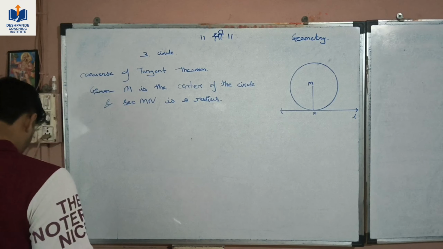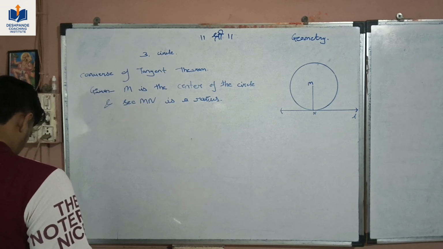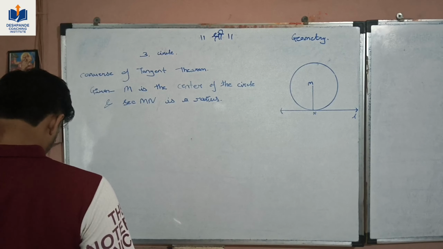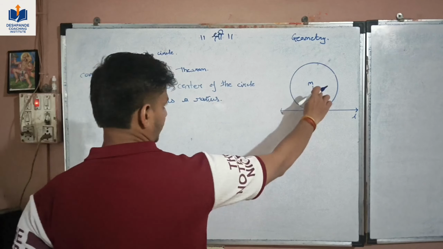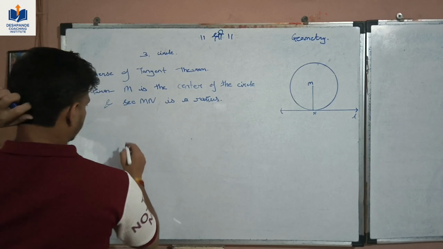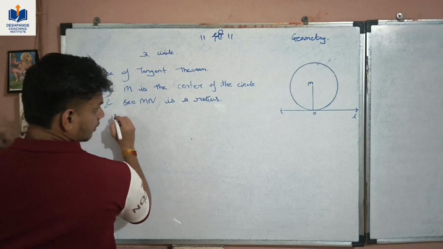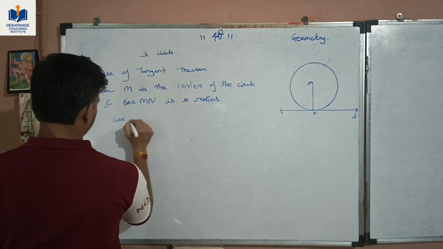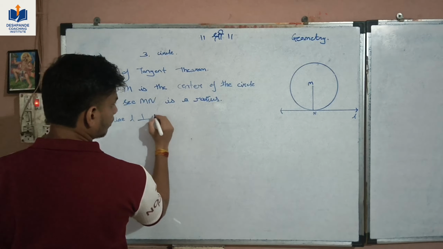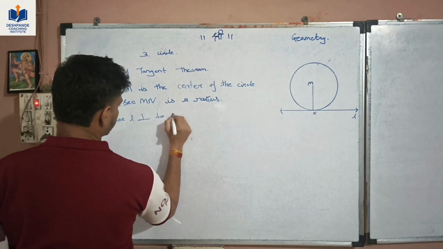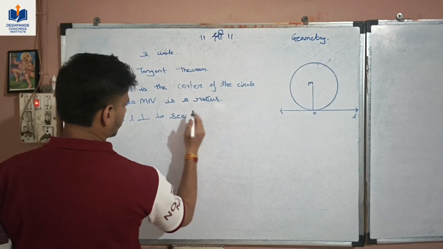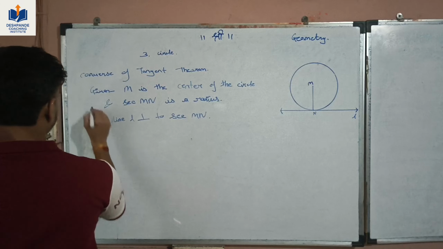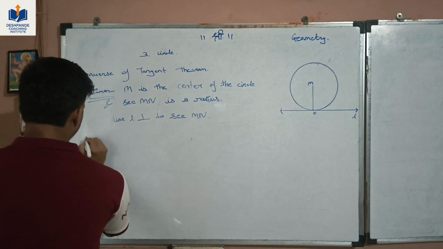One more thing is known: line L is perpendicular to segment MN. Now write these two. Line L is perpendicular to segment MN. Then next what will come? First given, then to prove.